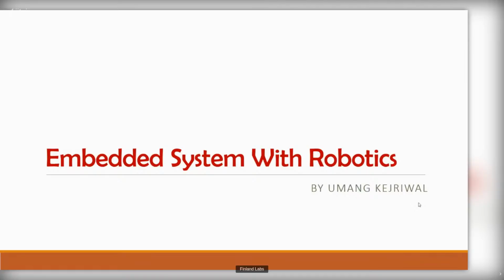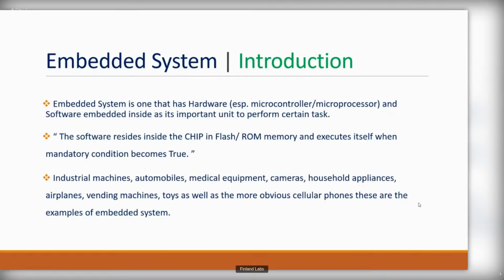This is very important. So we are gathered here to know about embedded system. So first of all, what is an embedded system? If I ask you about embedded system, it is one that has hardware, and hardware is basically the microcontroller or microprocessor, and software embedded inside as its important unit to perform certain tasks. Now, what is the meaning of this? Basically, we can say in short that embedded system is a combination of hardware and software, where the hardware is being controlled by a software.